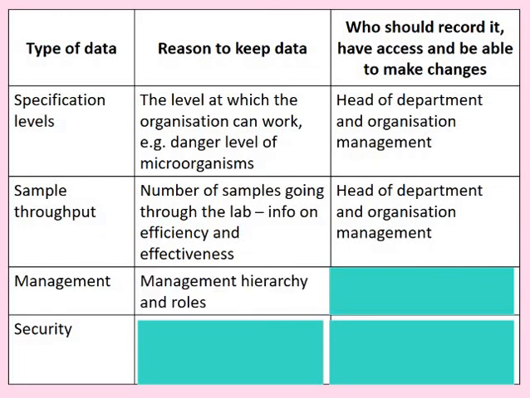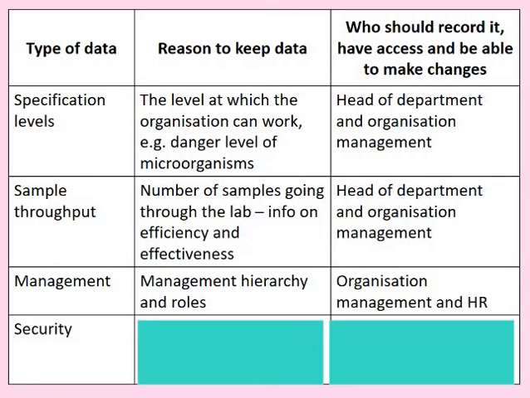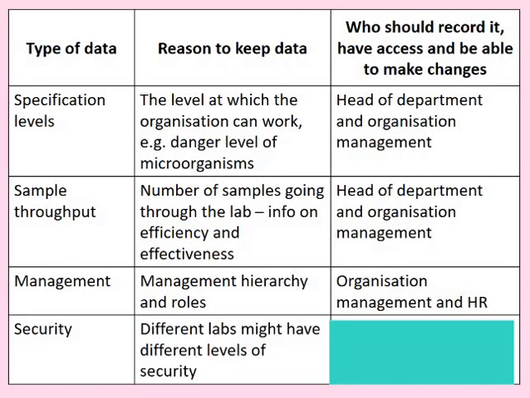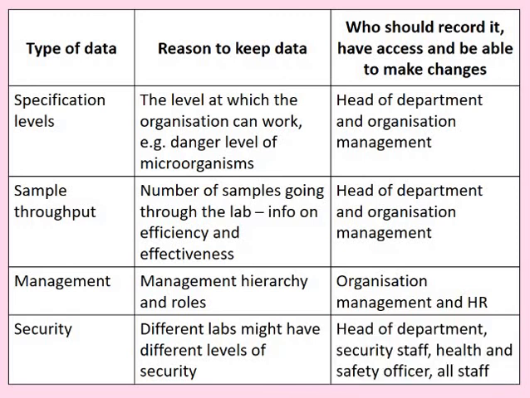Management information is just a hierarchy of who's at the top and what are the roles within an organization. Who should change that and access it? Well, it's the management themselves and human resources. And finally, security is any information on the levels of security within different labs. So that's heads of department, security staff, health and safety officers, and all staff really should know exactly what the security is, what are the fire plans, what to do if there's any sort of big accident like a fire alarm.